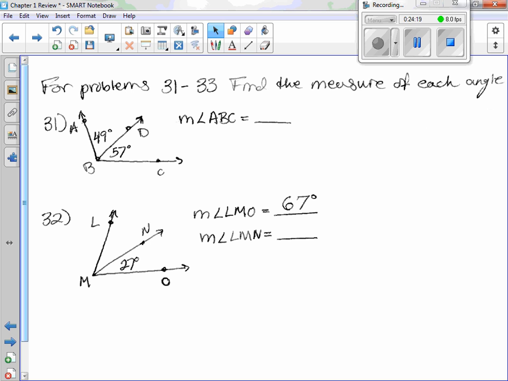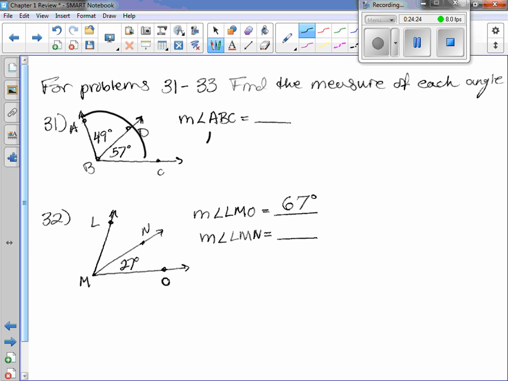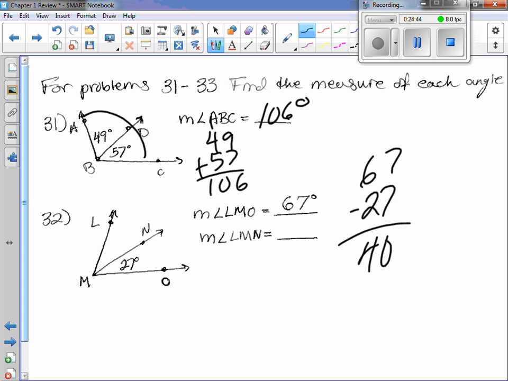Find the measure of each angle. ABC, well, that's the combination of both of these angles here, yes? So we just add them together, 49 and 57, 106 degrees. Here I'm told LMO is 67 and NMO is 27, so I need to do what? 67 minus 27, which gives me 40, because again, those 2 angles add together to give me the whole angle, so I can subtract them. Questions on 31 or 32?